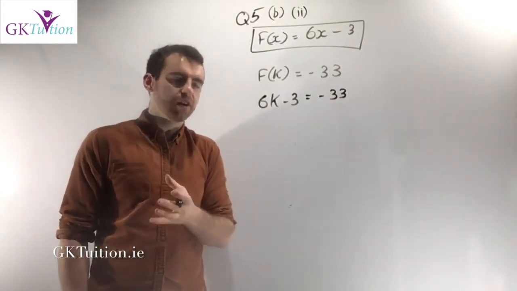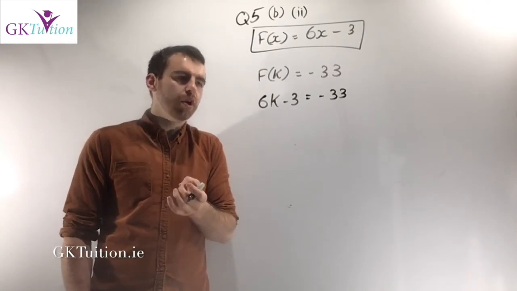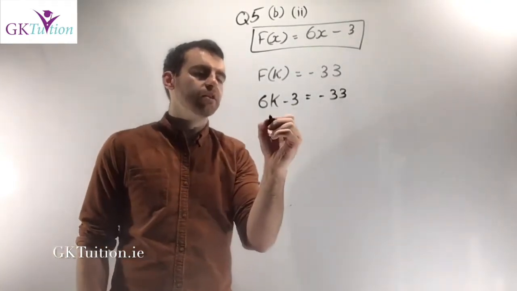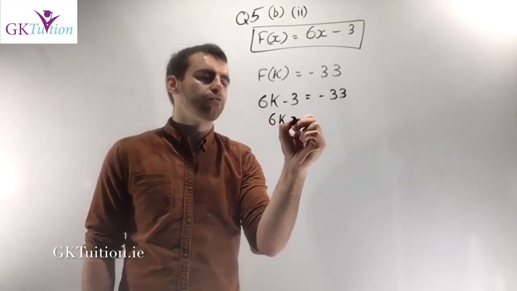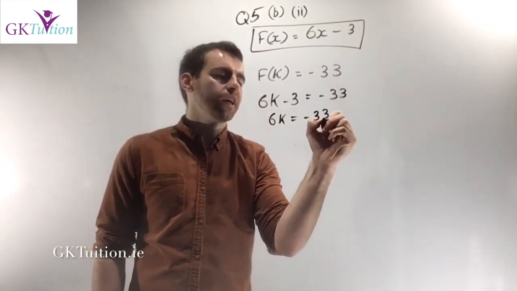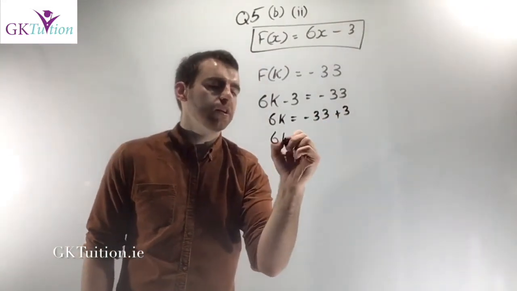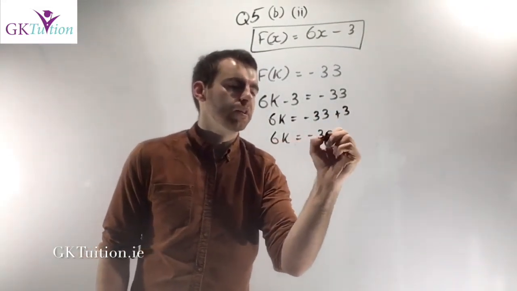And at this stage, I've got one equation and one unknown, which means I'll be able to find the value of k. If I wanted to get k on its own, I would add 3 to both sides. And I would get 6k is equal to minus 33 plus 3. Minus 33 and 3 gives you minus 30.